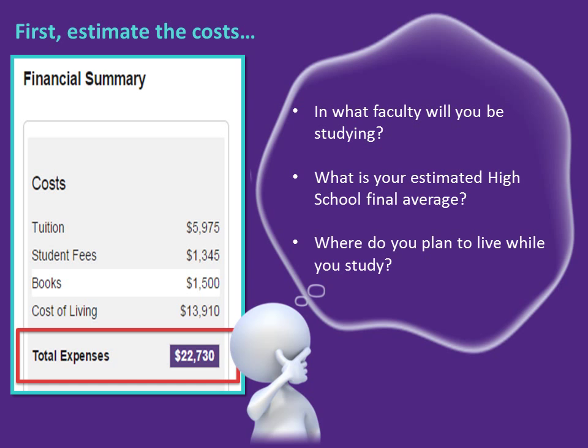Where do you plan to live while you study? If your parents do not live in London, you will need to pay rent and living expenses while studying at Western. As you make your selections in the Financial Resource Workbook, you will see your costs displayed in the financial summary area. The total expenses is an estimate of your costs for the September to April period of study.